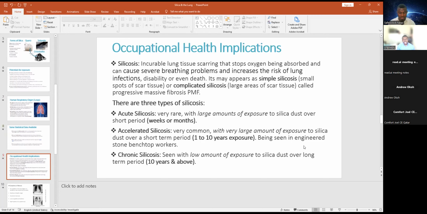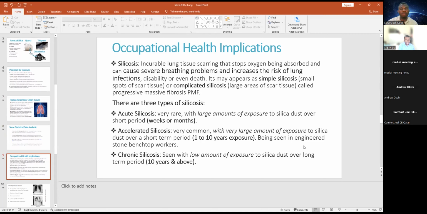Now, what are the risk or occupational implication of exposure to silica dust? Now there is most predominant one, which is called silicosis. And silicosis is incurable lung tissue scarring that stops oxygen being absorbed and can cause severe breathing problem and increase the risk of lung infection. You can get silicosis.